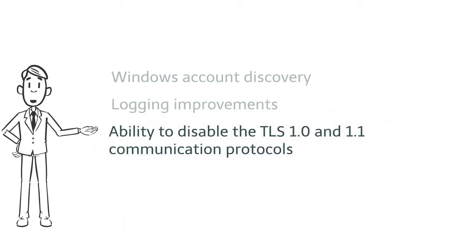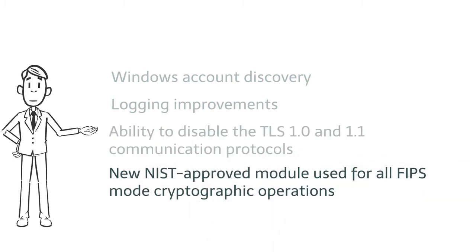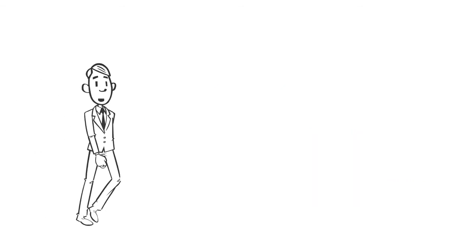To enhance security for inbound communication to the server, you can now optionally disable the TLS 1.0 and 1.1 protocols. Finally, when FIPS mode is configured, the appliance now uses the new NIST-approved CA Technologies C security kernel for all cryptographic operations. That's everything I have for you today.